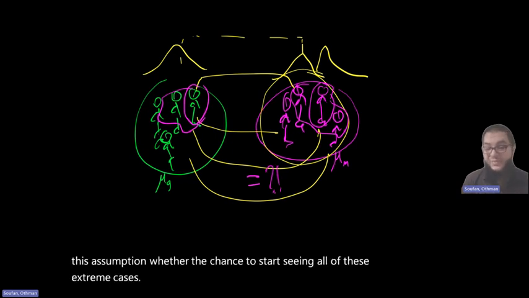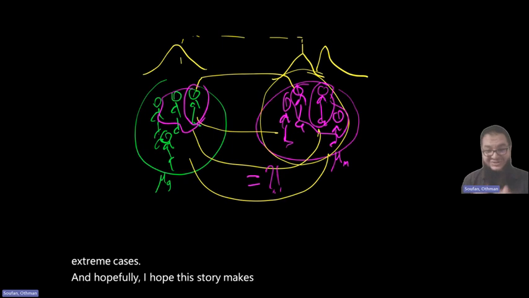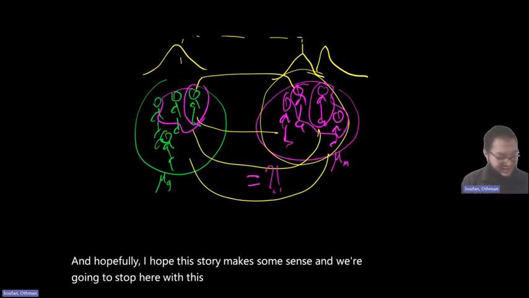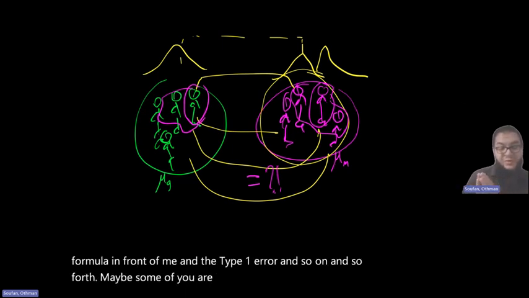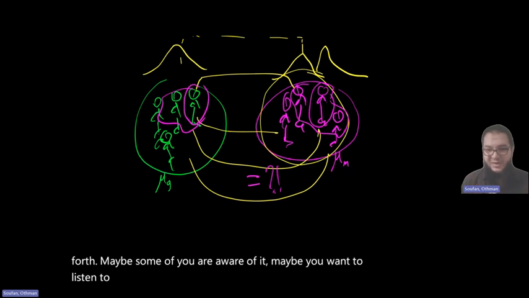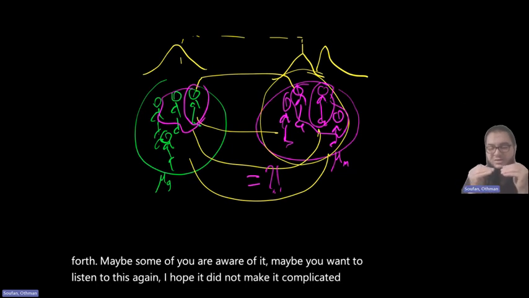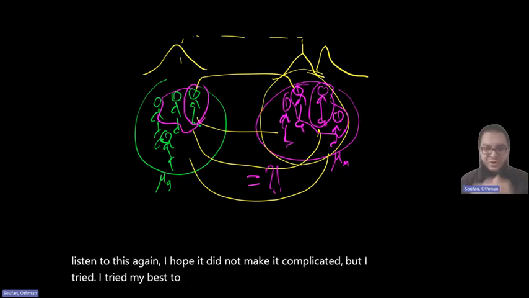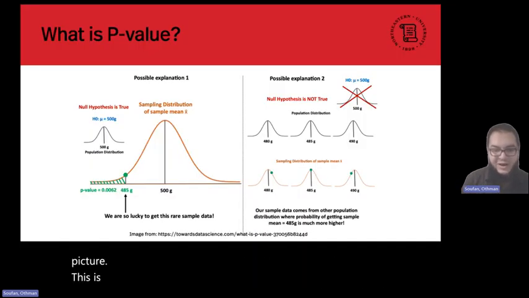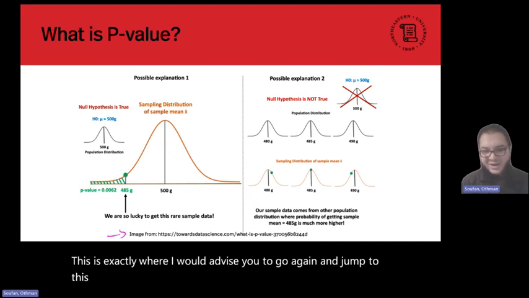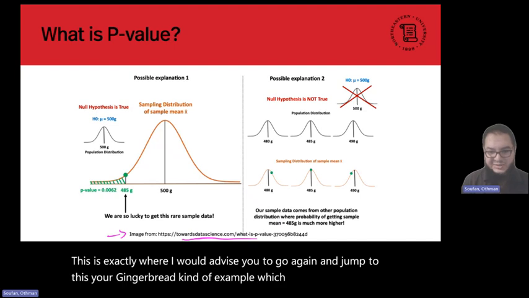And I hope this story makes some sense. And we're going to stop here with this p-value discussion. I have the formula in front of me and the type 1 error and so on and so forth. Maybe some of you are aware of it. Maybe you want to listen to this again. I hope it did not make it complicated, but I tried my best to build an intuitive story of how we can build the whole picture. This is exactly where I would advise you to go again and jump to this gingerbread kind of example, which is very interesting, in this link.